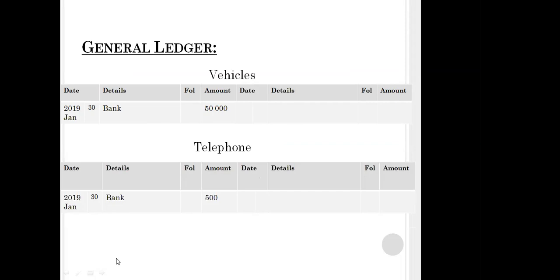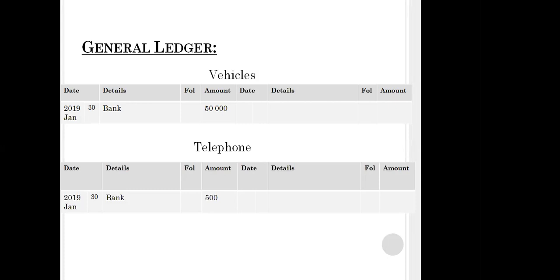Right, there are more examples. So you need to look on your piece of paper now regarding Lady Adelaide. Let's take the first account that you will see, it's going to be vehicles. I didn't put the transaction there, so listen quickly. On the 30th of January, 2019, the business purchased a vehicle from ABC Motors for 50,000 rand.